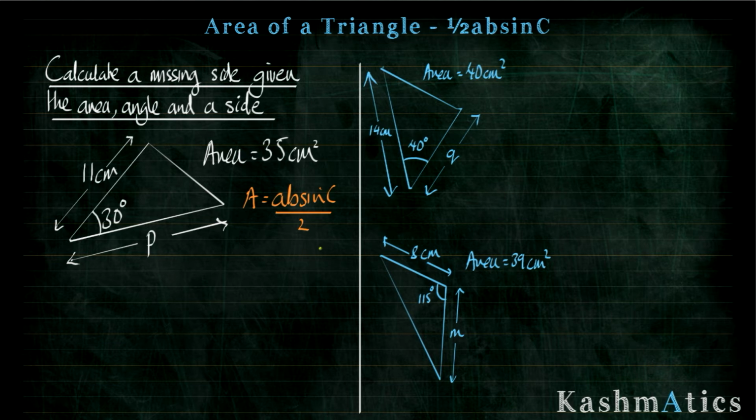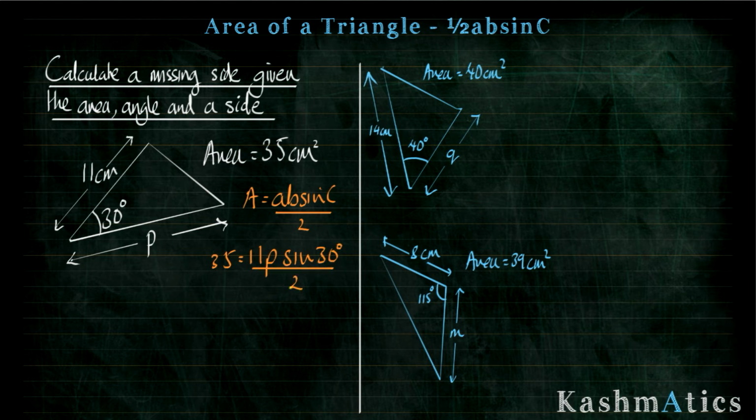Now I write this formula down every single time I use it, and I encourage you to do it as well, because the more you write it down, the more likely you are to actually remember it. So the first thing we're going to do, once we've got this written down, is substitute what we know into this formula. So we know the area is 35, so 35 for the area equals AB. Okay, so that's the two sides multiplied together, so that's 11 times P, which I'm going to write as 11P. Sine C, it's the sine of this angle, so sine 30 degrees divided by 2.